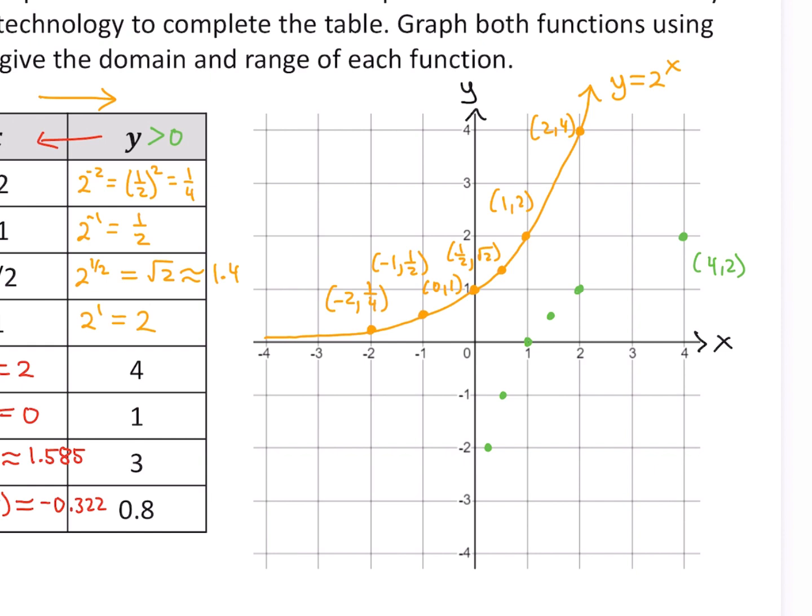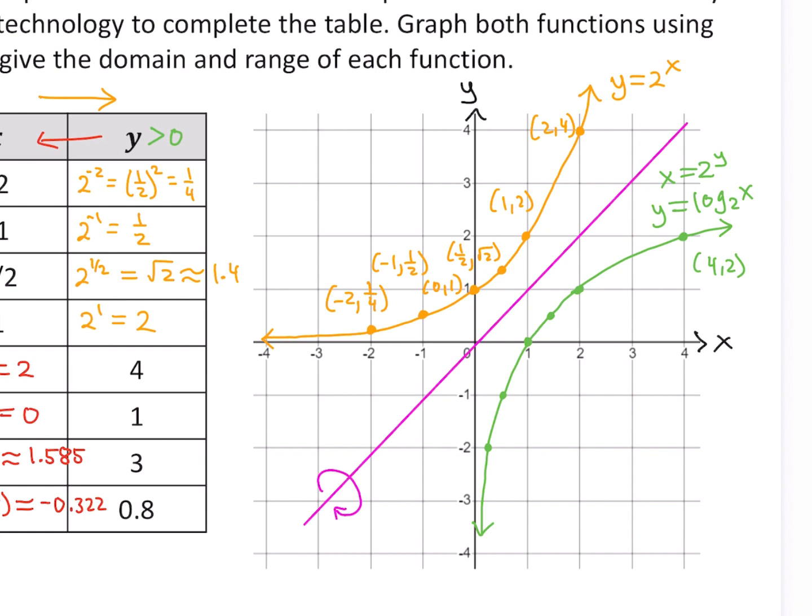If I were to do this with more points, we would see the following function. This is a graph of y equals log base 2 of x, or you can also say x equals 2 to the y. Visually, the green result is symmetric with the orange graph with respect to this diagonal line y equals x. And this is because the roles of x and y have been reversed.